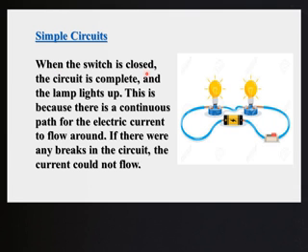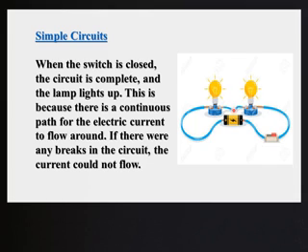When the switch is closed, the circuit is complete and the lamp lights up. This is because there is a continuous path for the electric current to flow around. If there were any break in the circuit, the current could not flow. Look at this, all the wires are connected, so they make a closed pathway. It means that this circuit is a closed circuit, so electrons flow through them and the bulbs are glowing.